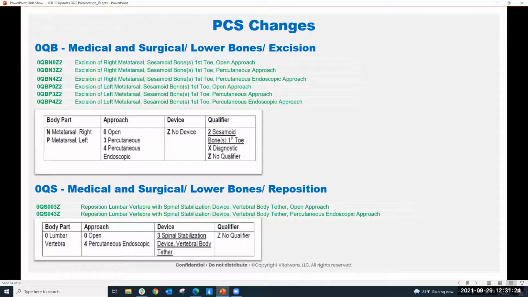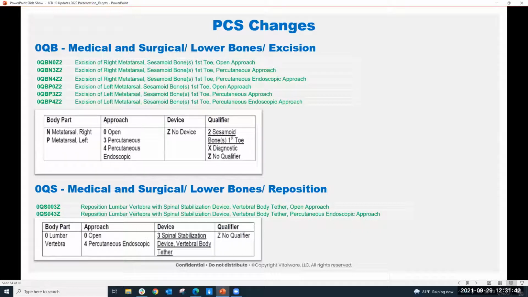Next table is OQB, the excision of the lower bones. And these procedure codes will help us to identify procedures such as the excision of fibular or tibial sesamoid bones. You can see that the qualifier that was added is the sesamoid bone.